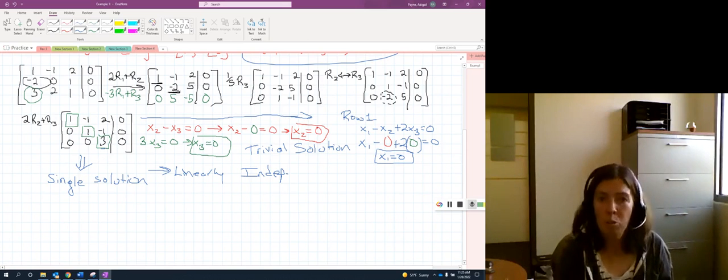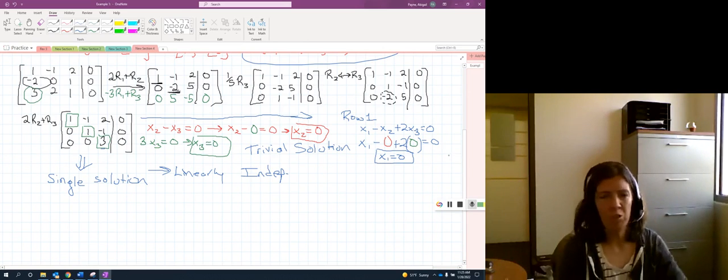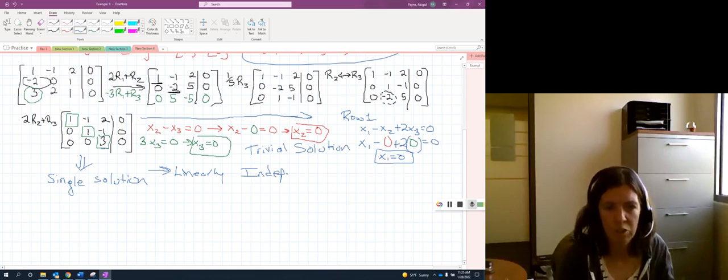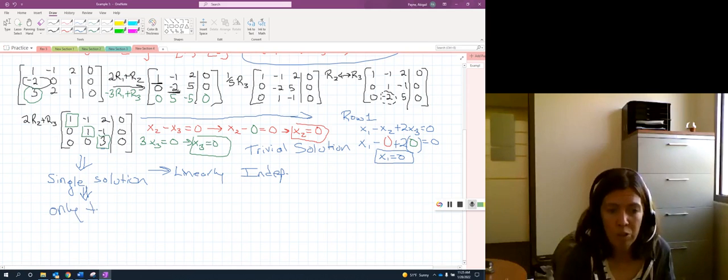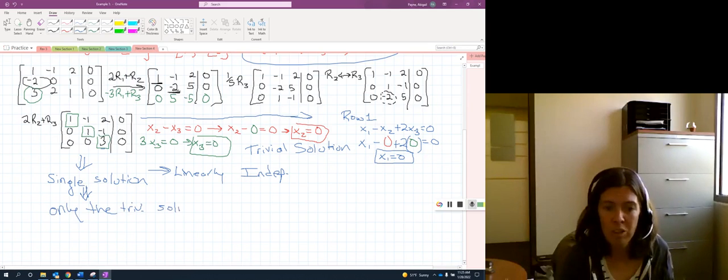We can also rule out this ever being inconsistent. For one thing, a homogeneous system is always consistent. It's always got at least the trivial solution. So if it's got a single solution, then in terms of a homogeneous equation, we're talking about only the trivial solution. And if you only have the trivial solution, then the vectors are linearly independent.